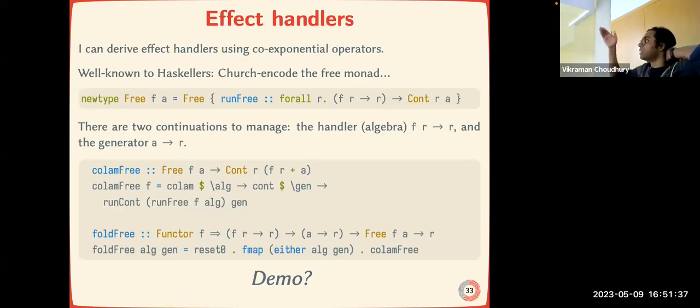Okay, and if you do this, then you can write the universal property of the free monad. Free monad just means algebraically free, which means functor algebras are in bijection with the monad algebra. So if you unfold that, you get this fold function, which is colam free, and then you run the algebra and the generator, and then just call reset 0, which is run Cont of ID. Okay, and if you have these three operations, you can do all of effect handlers, which I did.